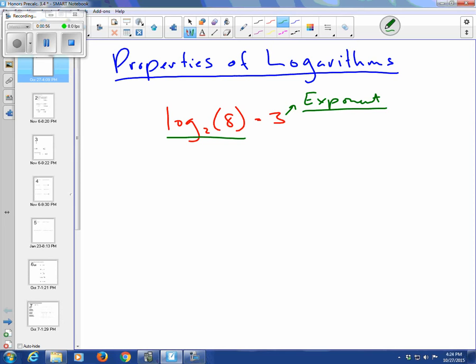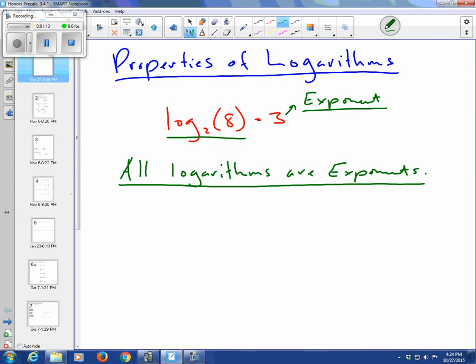And in general, we can say that all logarithms really are exponents. So right here, let's say we've got the addition of two logs of the same base. Let's say we've got log base 2 of 8 plus log base 2 of, let's say, 4. Well, this addition of logarithms is really an addition of exponents, right? And we know that when we add exponents, we're actually multiplying the bases.